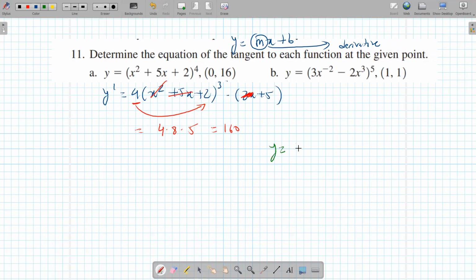So far you have y equals 160x plus b. How do we find b? Notice they've given you a point. You just plug it in. You just plug x as 0 and y as 16. So b is 16. Therefore, the final answer, the equation of the tangent line, is y equals 160x plus 16. And you are done.